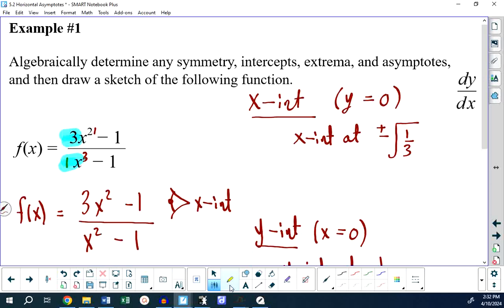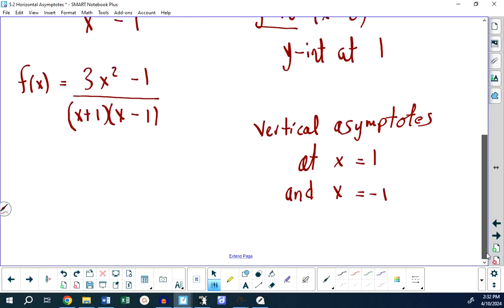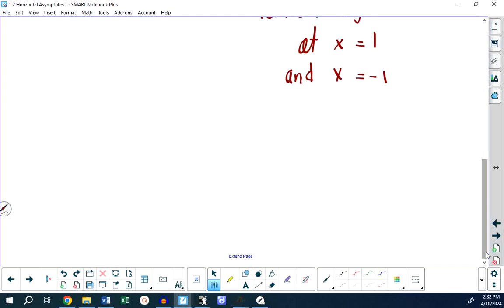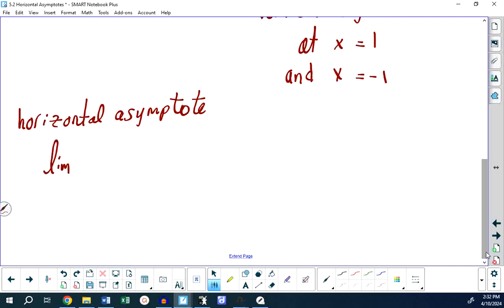And it will work in this case, but it's limited. So here's what we're going to do instead. For our horizontal asymptote, we are going to find the limit as x approaches infinity of the function 3x squared minus 1 over x squared minus 1.